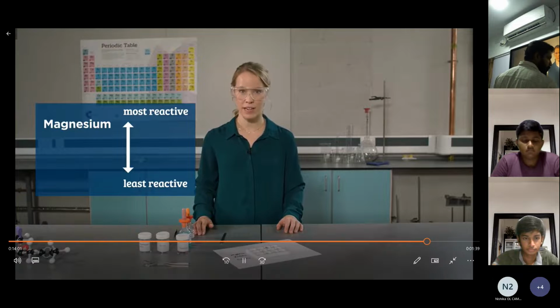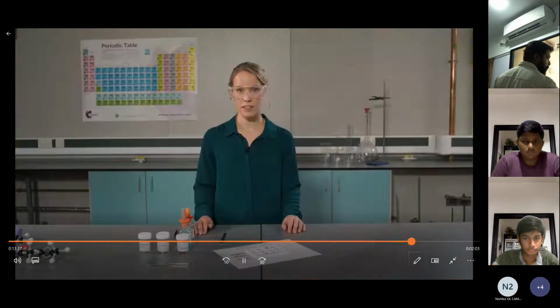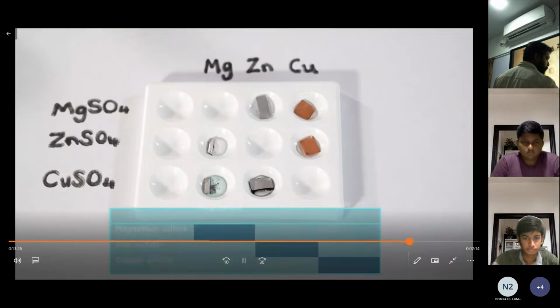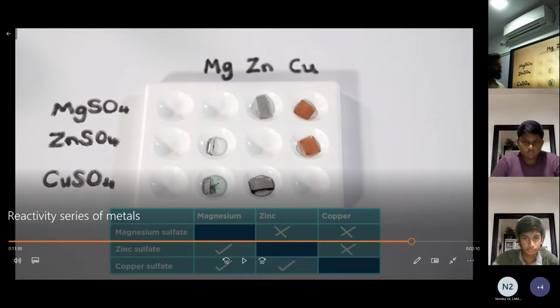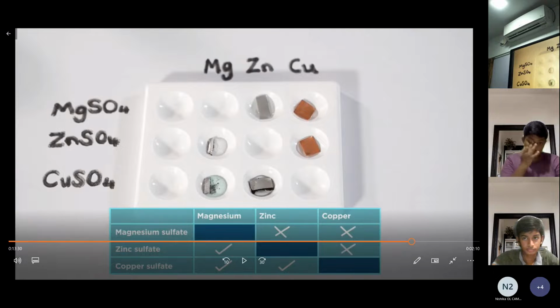This means that zinc is less reactive than... So this table is quite useful straight away to find out which one is most reactive. Look, magnesium is displacing both zinc and copper. That's why 2 ticks. So you decide that has the most reactive one. And copper doesn't displace anything. Then it is the least reactive one.